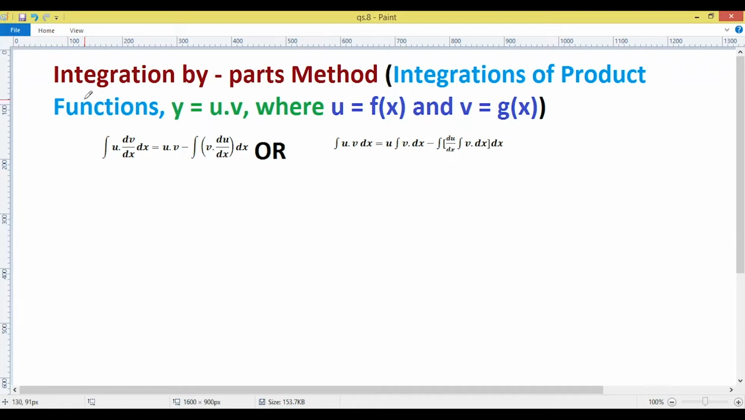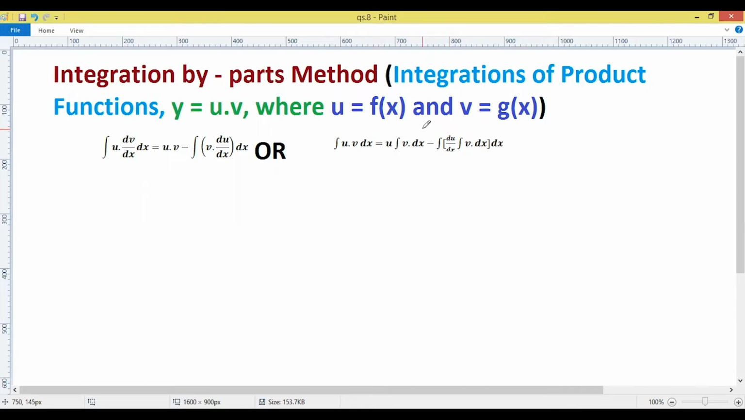Today I am going to discuss the integration by parts method, which is also called integration of product functions. That is the product of functions, which you can say is y equals u times v, where u is a function of x and v is also a function of x. So both are functions of x, but they are two different functions.